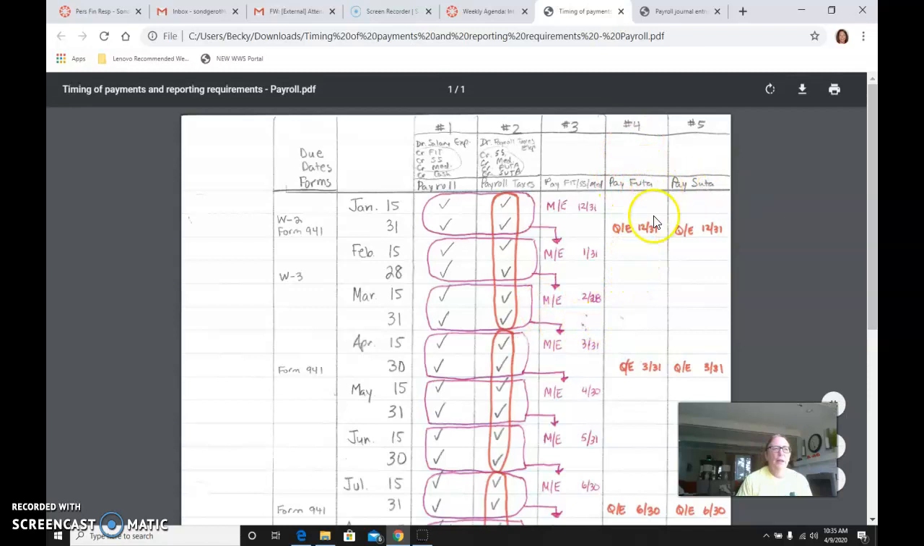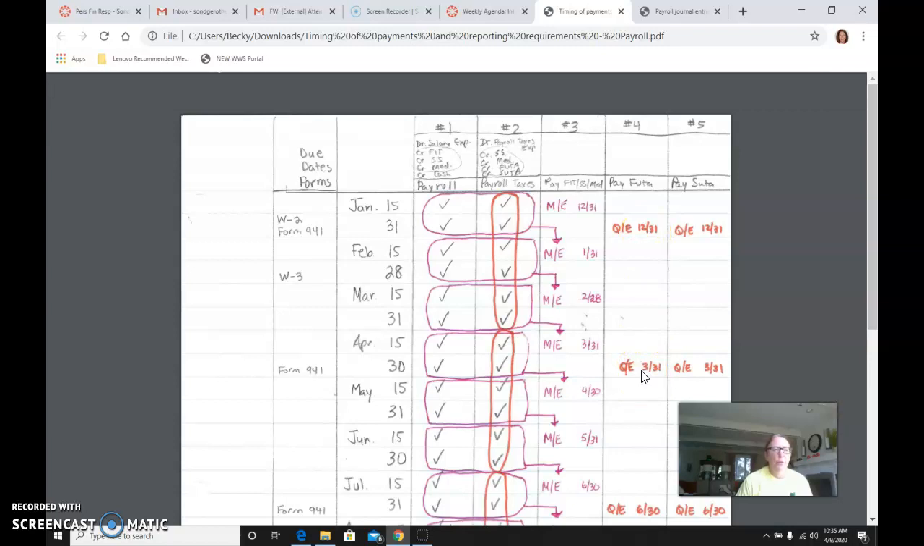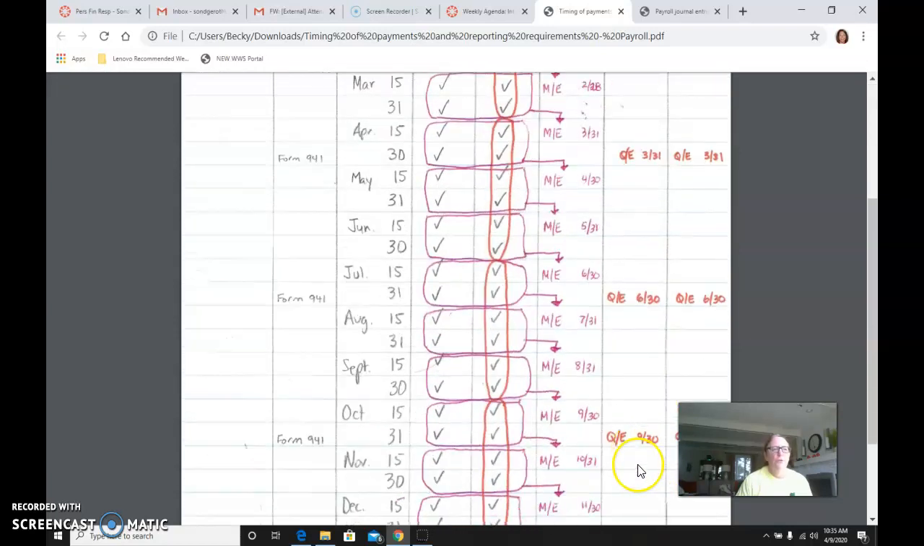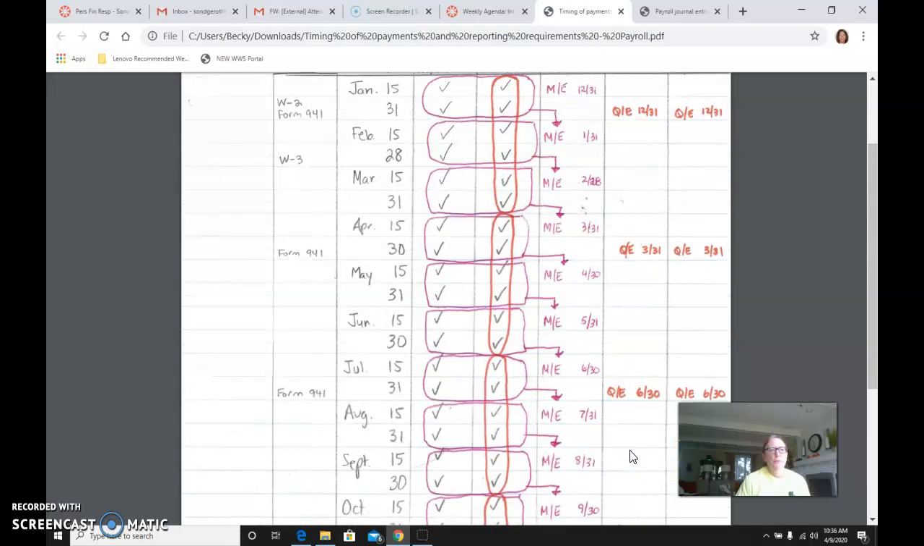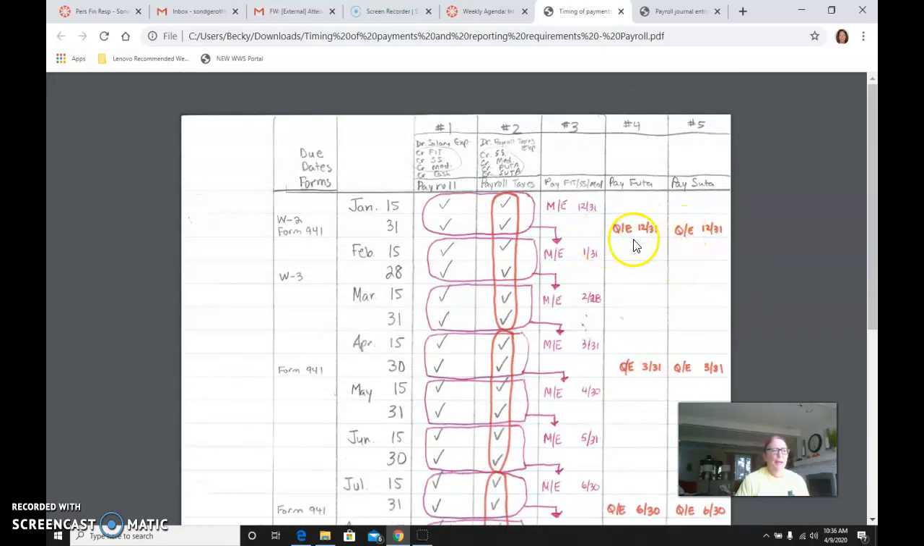FUTA and SUTA, on the other hand, I pay them quarterly. So on the end of the month following the end of the quarter. So April 30th for March 31st, July 31st for June 30th, September 30th I would pay on October 31st, and December 31st quarter I would pay on January 31st. So that is the timing, and I didn't draw arrows, but all of that red, it's really orange on my sheet, but the red circle would be what I would be paying for these quarterly things.